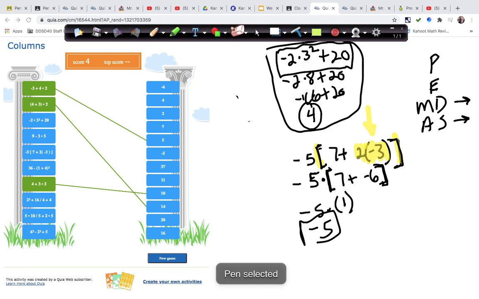Okay, so one thing I like to do is just completely do it from scratch. And it could be that I clicked on the wrong thing when I tried to click on the 4. Maybe I clicked on the -6, but let's find out. So -2 times 3 squared plus 20. I know exactly what happened.